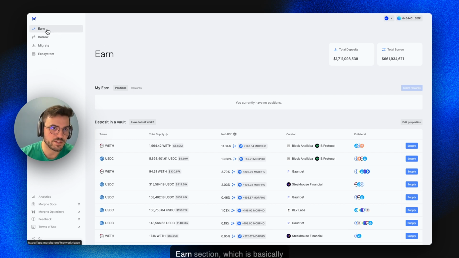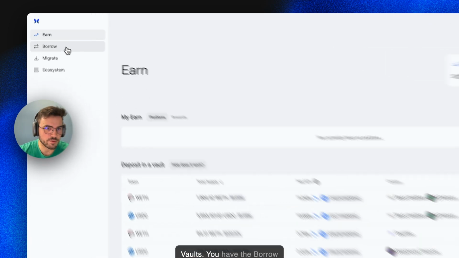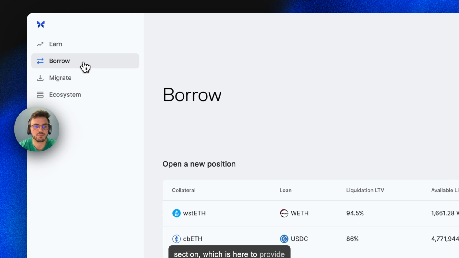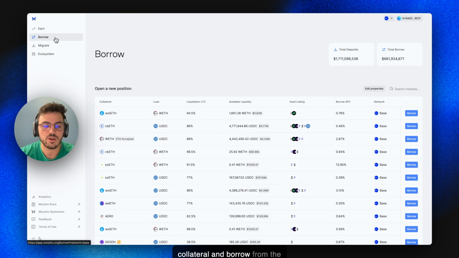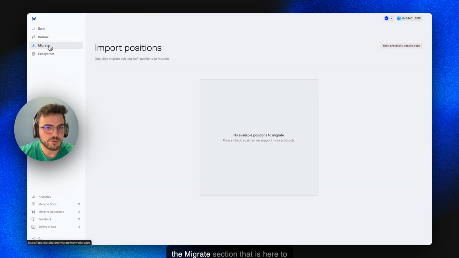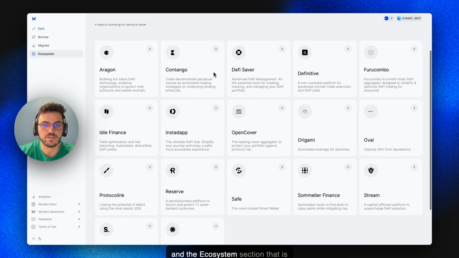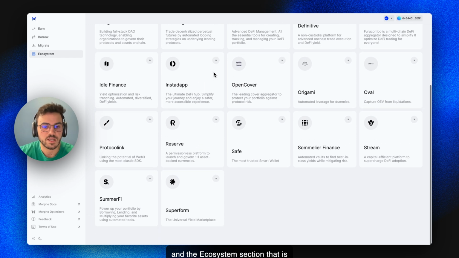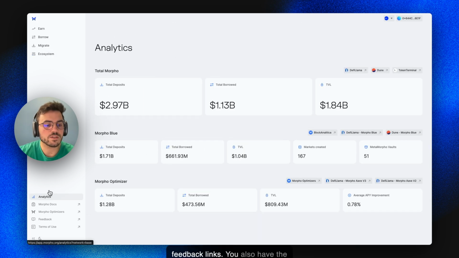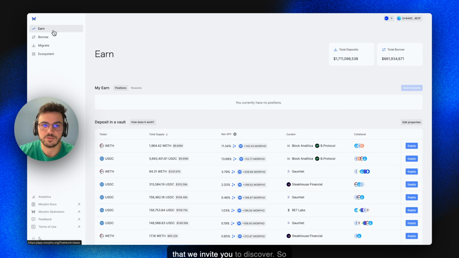You have the Earn section, which is the section to deposit and withdraw from MetaMorpho Vaults. You have the Borrow section, which is here to provide collateral and borrow from the Morpho Blue markets. You have the Migrate section, which is here to migrate more of your DeFi positions to Morpho, and the Ecosystem section that describes the Morpho ecosystem. You also have the analytics and a few other links that we invite you to discover.